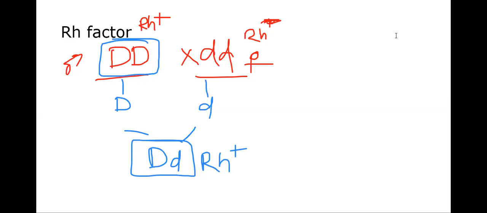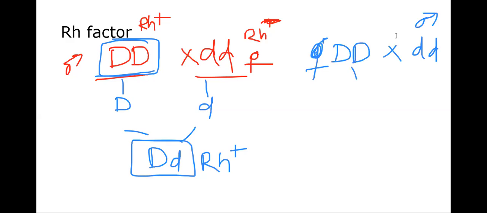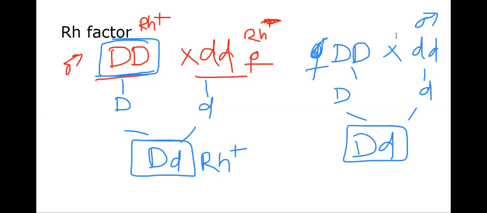So Rh positive father, you can even change it, no matter. Rh positive mother married to Rh negative father. So this is mother and this is father. Even then you get the same. That means there is no change here. This is an autosomal inheritance. So the Rh positive baby, son or daughter, whatever it may be, is Rh positive.